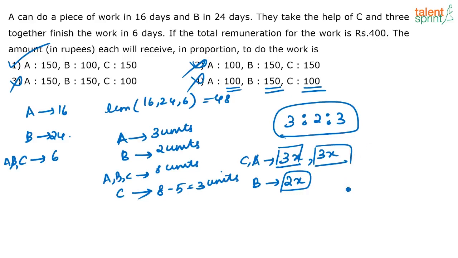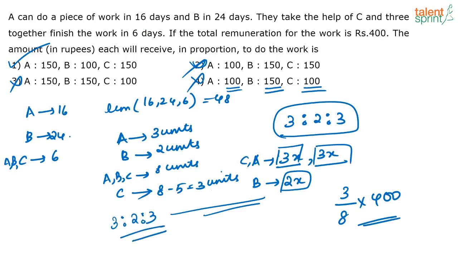See, at this point you need not solve it like this. That's what I am trying to say. You need not find out the share of A as 3/8 into 400. Not required. You can directly cross check with the options and answer. At this point you can stop. The correct answer here is option 1, 150, 100, 150.